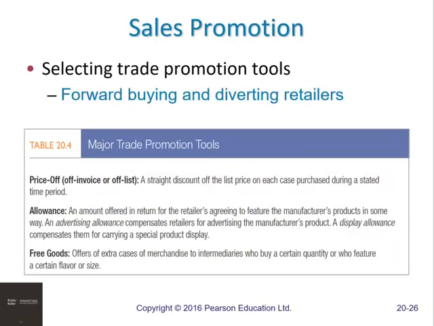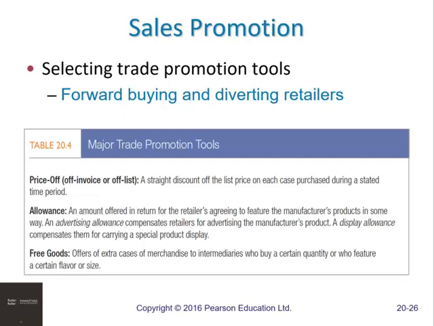Manufacturers use a number of trade promotion tools, as shown here in Table 20.4. They award money to the trade to persuade the retailer or wholesaler to carry the brand, to persuade the retailer or wholesaler to carry more units than the normal amount, to induce retailers to promote the brand by featuring, display, and price reductions, and to stimulate retailers and their sales clerks to push the product.